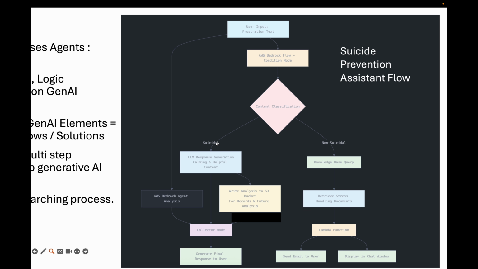If it's suicidal, we will create a calming response and helpful content based on what the user is asking, so that he or she takes a step back and thinks about what he or she has been writing. Then we also submit that analysis and store it in an S3 bucket for analysis later, so that if we have to reach this user offline, we can do it or engage the right authorities, right?